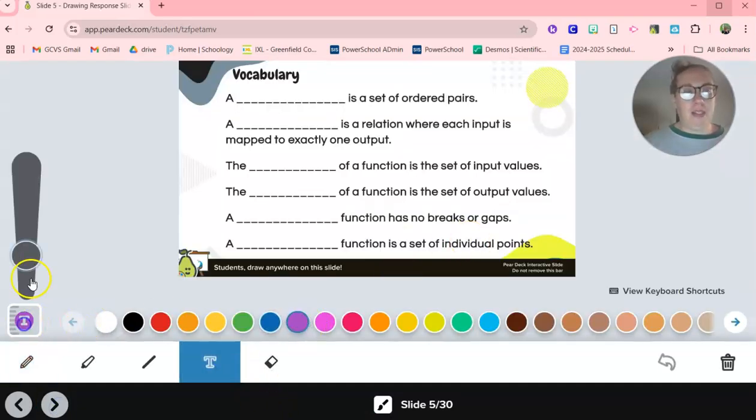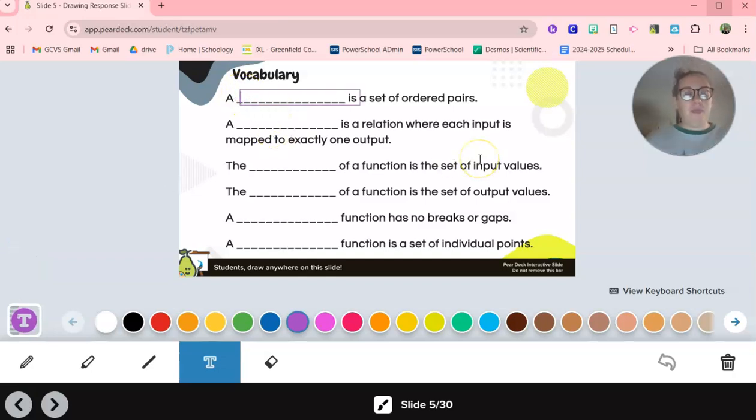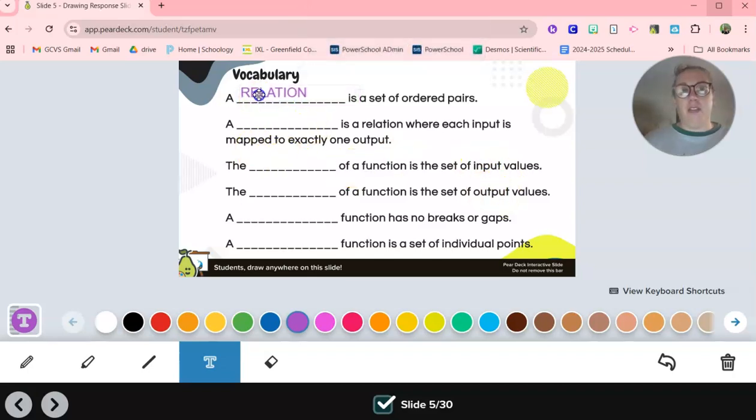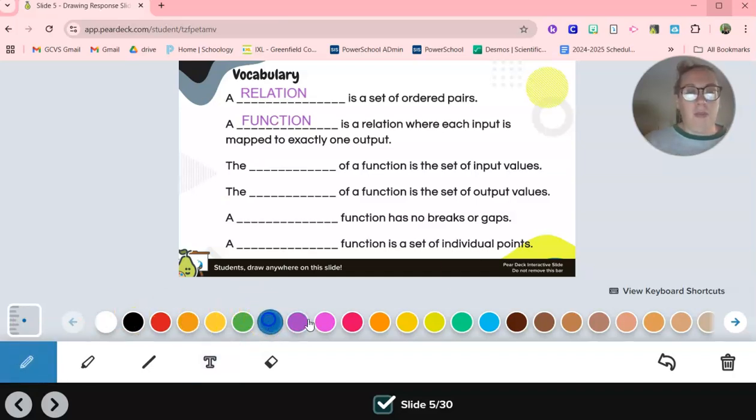Okay, let's plug some vocabulary in. Really important to drill this vocabulary. So a relation is a set of ordered pairs. That's a relation. There's some relation between the x's and the y's. We have these ordered pairs. Now, a specific type of relation is a function. And this is where every input, which we remember, input is our x, is mapped to exactly one output, y.